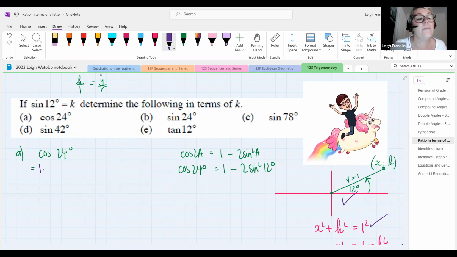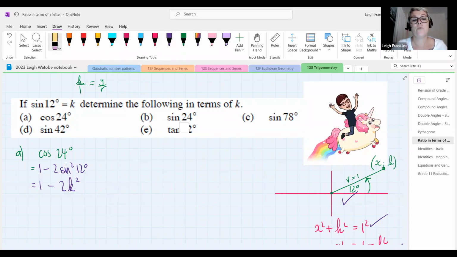Okay, so now you've got 1 minus 2 sine squared 12. Now remember, we're working in terms of 12 degrees. So now all you need to do is go and sub your k in. So now you would have said 1 minus 2 sine squared 12. The sine of 12 is k. So we're going to sub in our k, and then we need to square it. There you go. Okay, so that's the answer to the first one. Okay, so the cos of 24 is equal to 1 minus 2k squared using our cosine double angle. Okay, we're getting there.